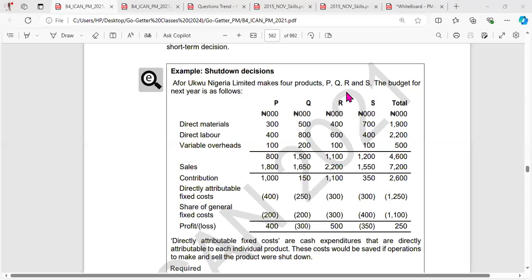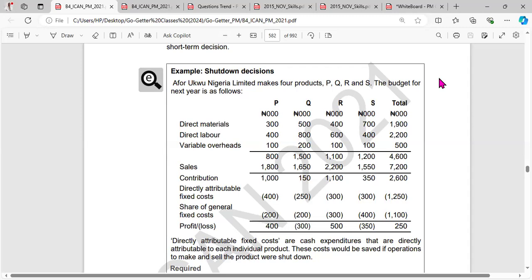Okay, so I was given an example of iced fish and we used a refrigerator. What about if it is smoked fish department? Maybe you have the cost of firewood as a fixed cost. If you stop the smoked fish department, you will no longer be buying that firewood. So that is a directly attributable fixed cost. Sometimes we call it specific fixed cost or special fixed cost.